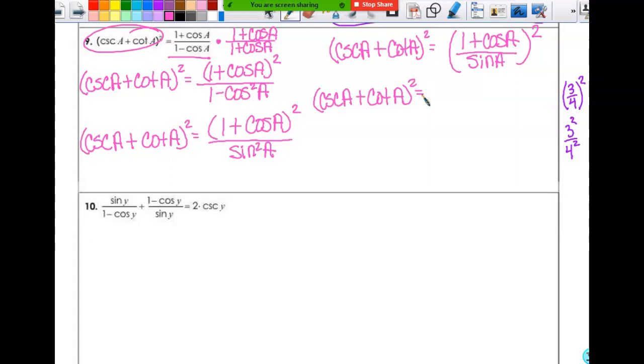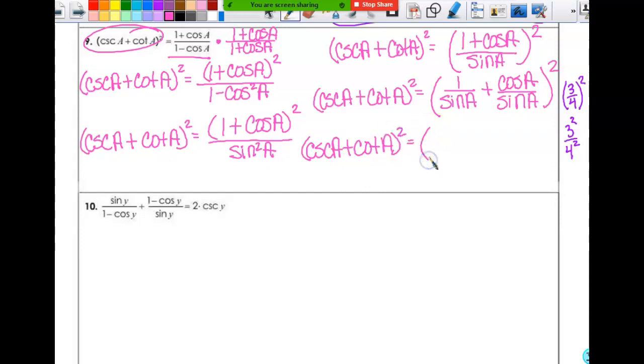So what do you think would be the next thing we would do here? Split it. Yes, so I'm going to split the fraction. I'm going to get 1 over sine A plus cosine A over sine A, quantity squared. Rewrite the left-hand side. And then that leaves me with 1 over sine A is cosecant A. Cosine over sine is cotangent A. And they match.